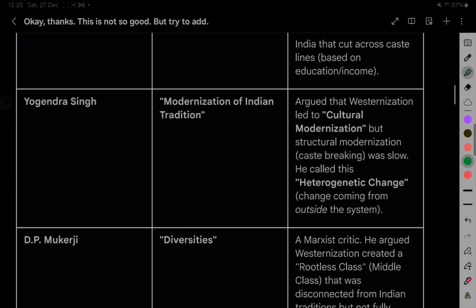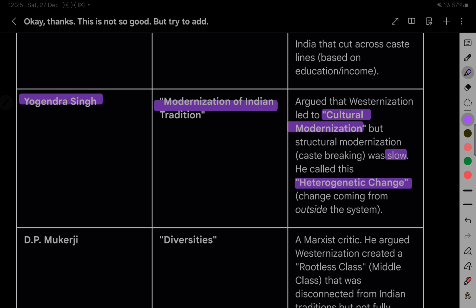Yogendra Singh, Modernization of Indian Tradition, argued that Westernization led to cultural modernization, but structural modernization, caste breaking, was slow. He called this heterogenetic change, change coming from outside the system.